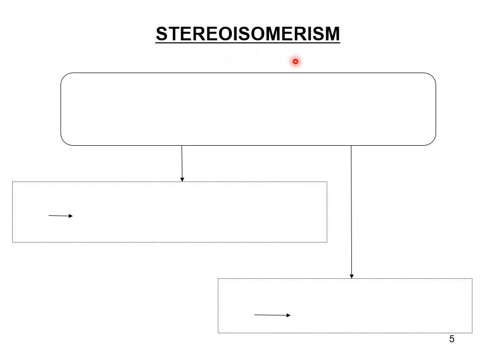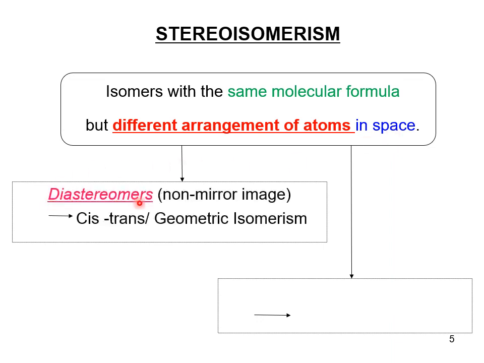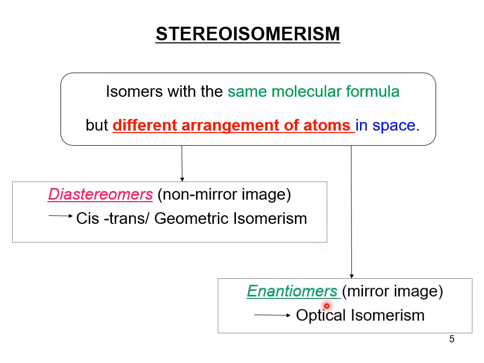What is stereoisomerism? Isomers with the same molecular formula but different arrangement of atoms in space. So for this one, we focus more on the three-dimensional view. First, diastereomer is non-mirror image. We can call it cis-trans isomer or geometrical isomer as well. The second one is enantiomer, which is mirror image, or we call it optical isomerism.